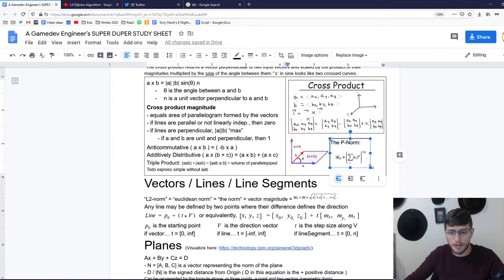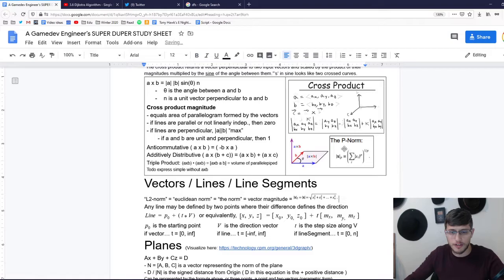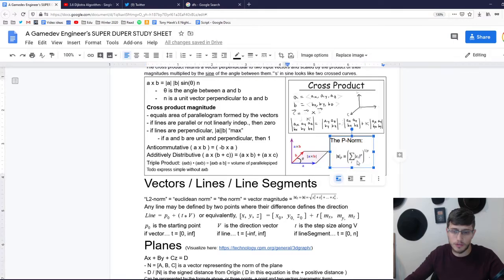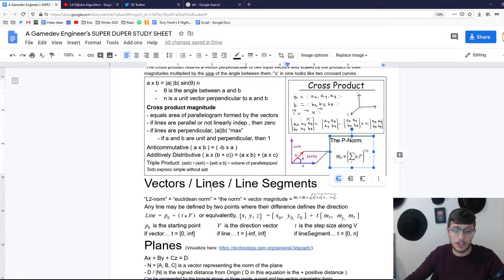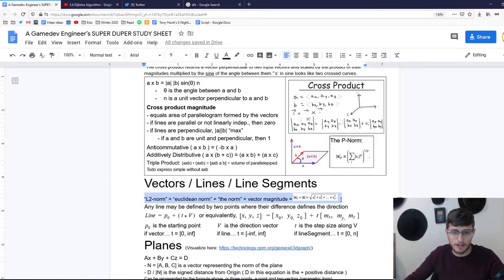Then there is something where people will talk about norms pretty often. The P norm, just in general, is going to be expressed as this expression here, where you have the summation of the absolute value of each individual item raised to the power of P, and then you take the result of that and raise it to the power of 1 over P. This is pretty common when people say something like, hey, what's the 2 norm? And that's where we're getting to down here.